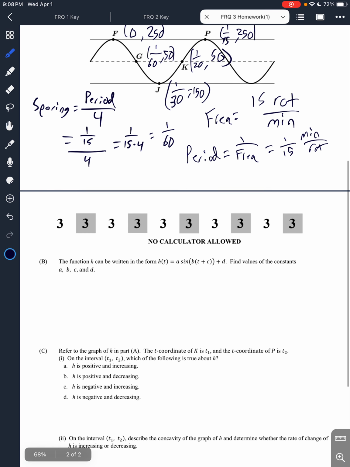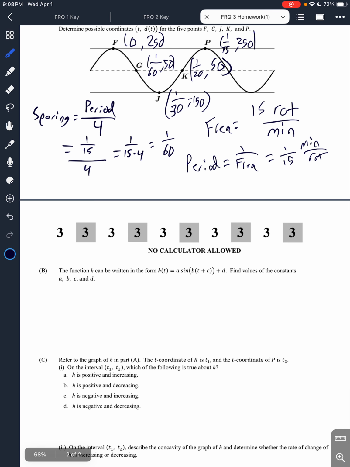Okay, once we've gotten part A done, part B is always going to say find the equation. The only bit that changes here is whether this is sine or cosine. So I would always start with A and D. A and D are worth 1 point, so are B and C.